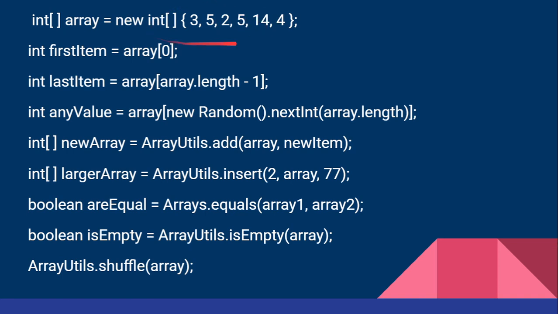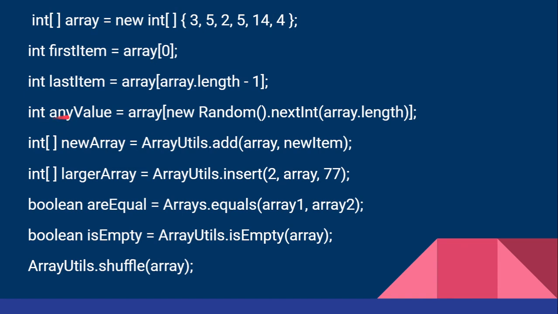So there are 6 elements in the array, but the index starts from 0 to 5. That is why here we are using array.length - 1. So array.length is 6, minus 1 is 5. So it will take array[5]. This is 0, 1, 2, 3, 4 and 5. So array[5] will fetch the last element, which is 4 in this example array.